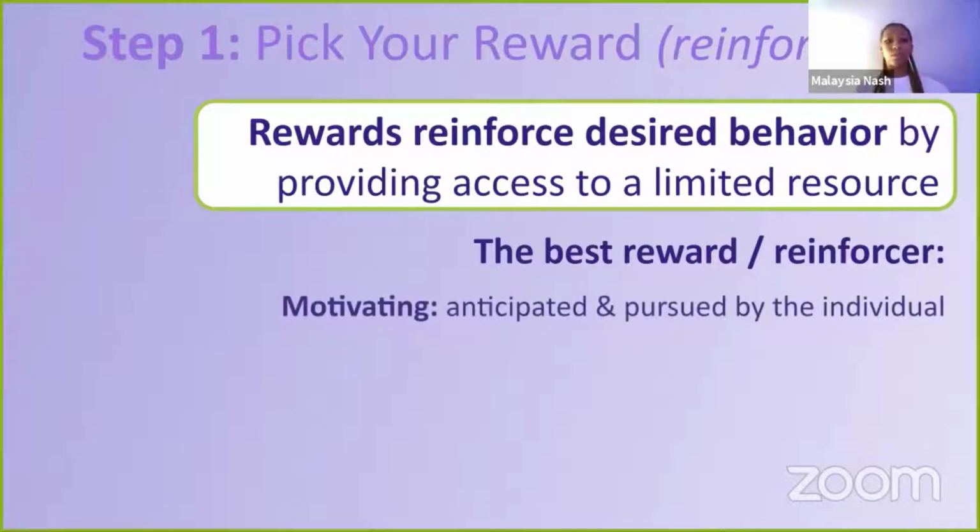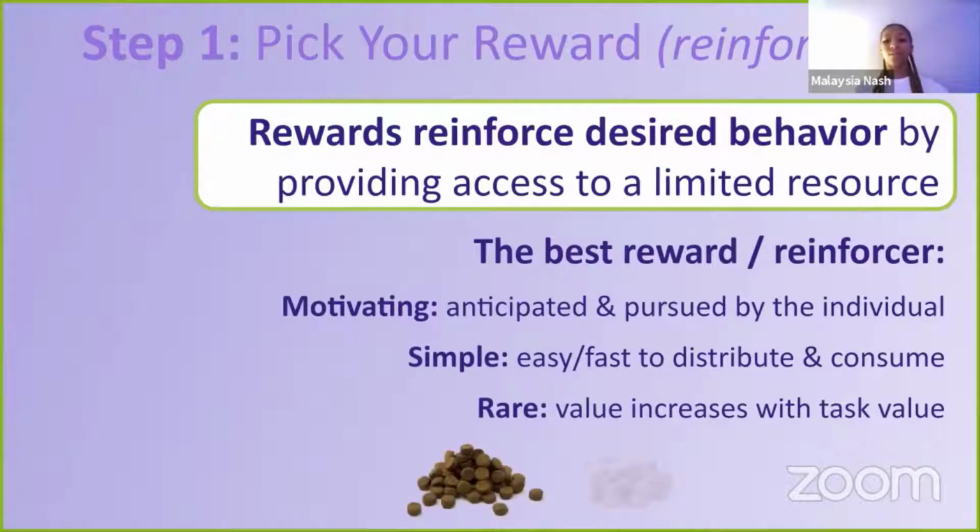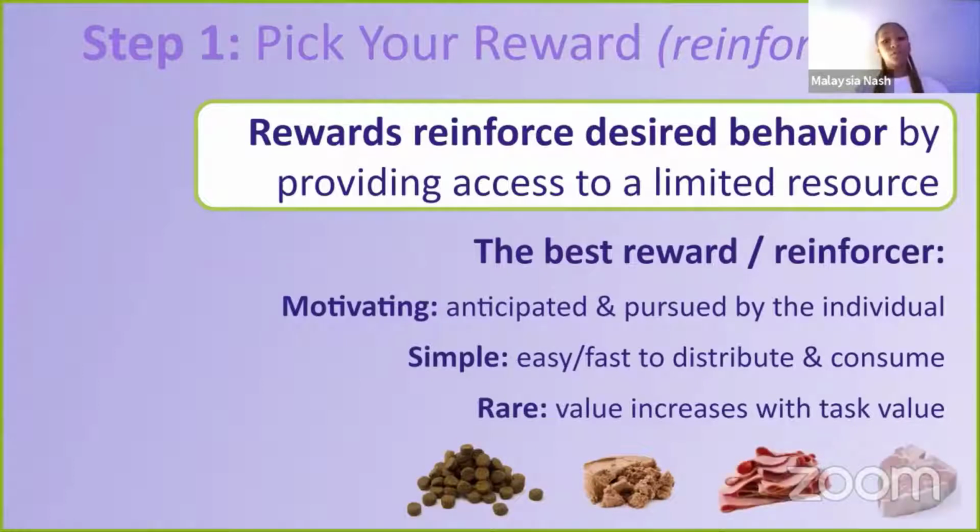So with this, it'll need to be motivating, which is anticipated and pursued by the individual. It needs to be simple, which is easy and fast to distribute and consume by the animal. It also needs to be rare, which means the value increases as the task value increases. So for some examples, we can give it kibble, rare meat, raw meat, and different types of treats.